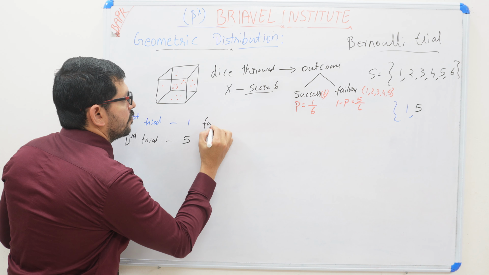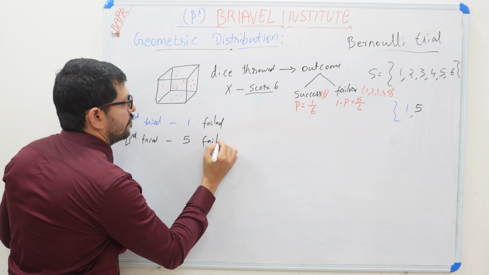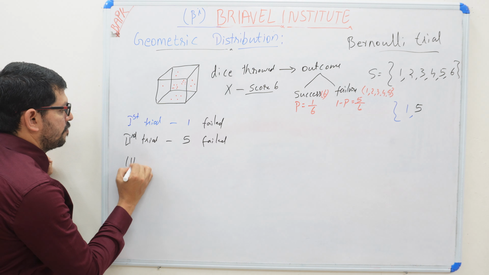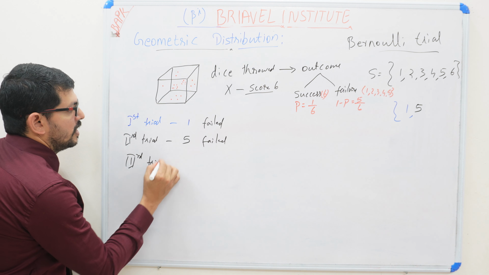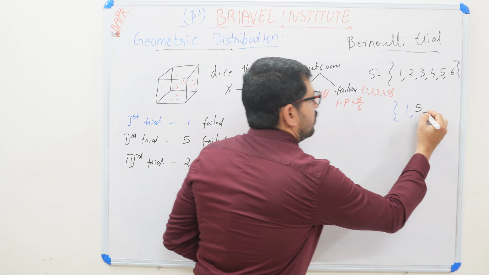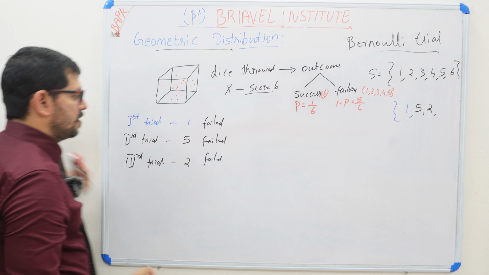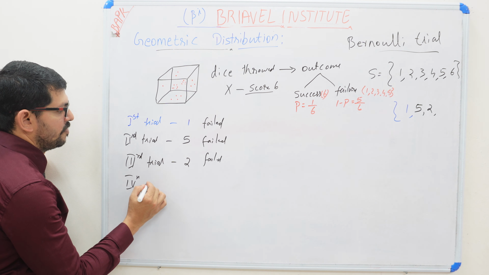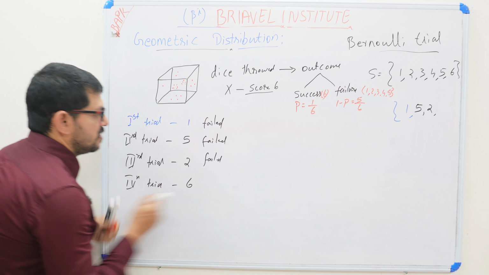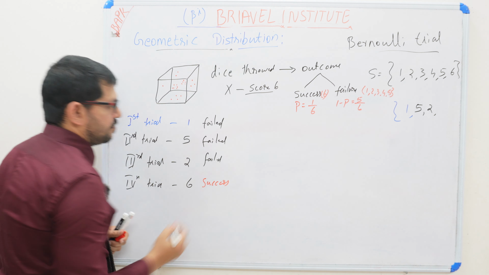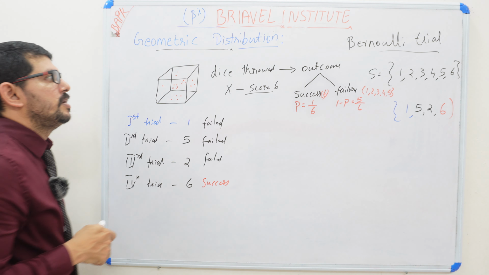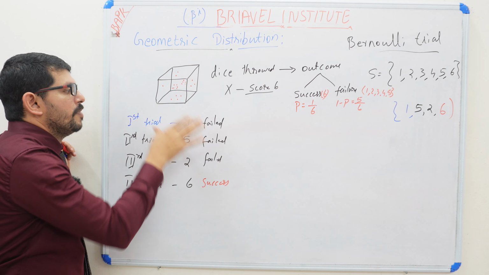So here I failed, here also failed. I threw again. Third trial, I got the number 2. So that means I failed again. Fourth time I am throwing again, fourth trial. So I got number 6. So I can say I become a success. So here it is 6. I become a success.